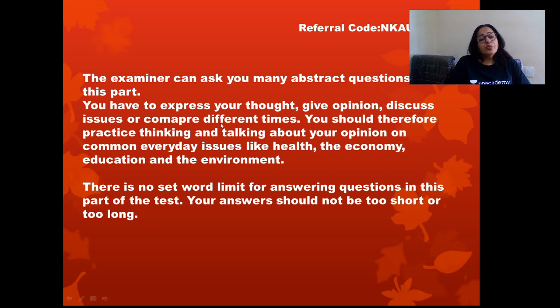There is no set word limit for answering the questions in this part of the test, as there are word limits in writing. Here there is no set word limit.